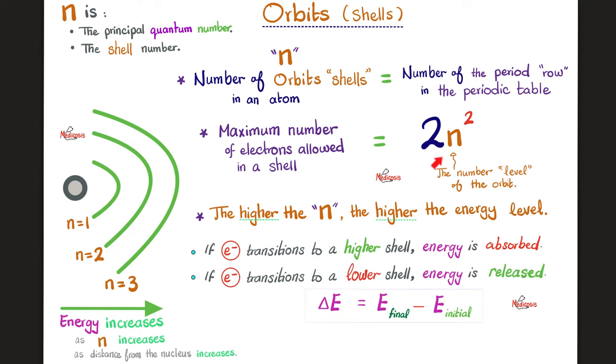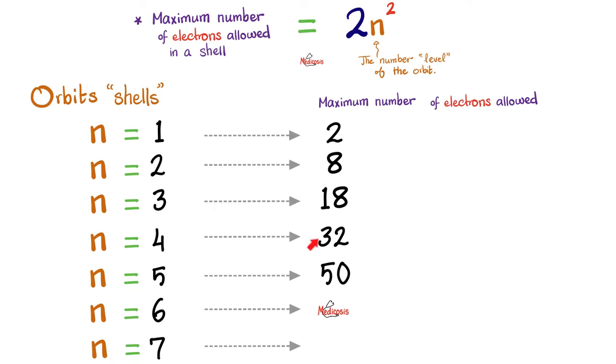What's the maximum number of electrons allowed in each shell? It's from the formula 2n raised to the second power. So if n equals 1, the maximum number of electrons is 2. If n equals 2, the maximum number of electrons is 8. But if n equals 3, then the maximum number of electrons allowed is 18. Please pause and review. 2n squared gives you the number of electrons allowed per shell.